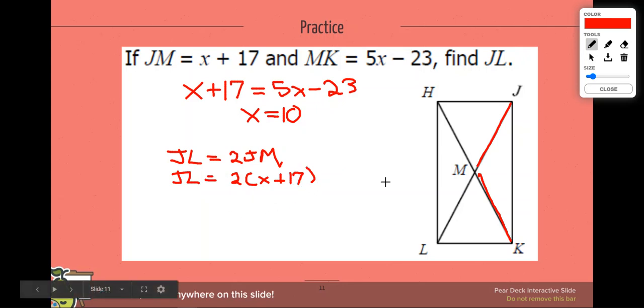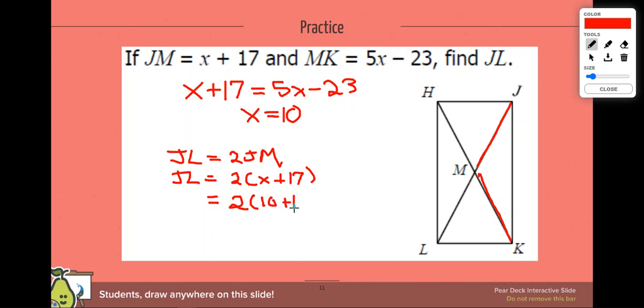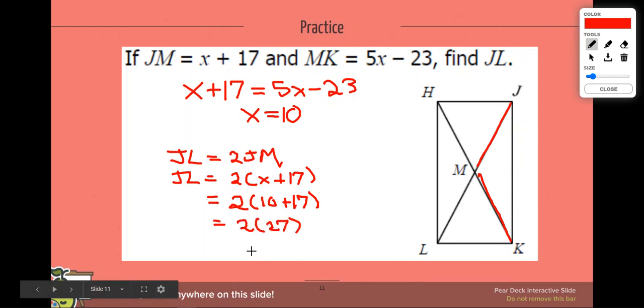Now I could solve this out, or I could just substitute in now, which is what I'm going to do. 2 times 10 plus 17. So x is equal to 10. So 2 times 27, excuse me, or 54. So we know that JL is equal to 54. All right?